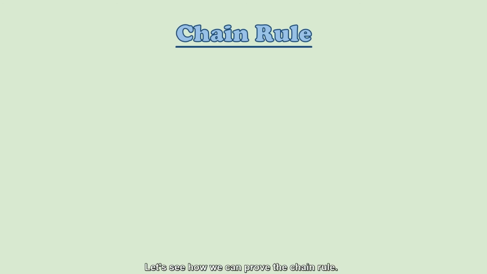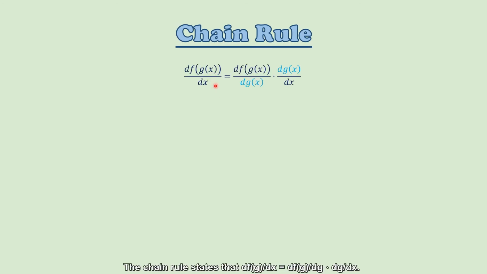Let's see how we can prove the chain rule. The chain rule states that d(f∘g)/dx is equal to df/dg times dg/dx. This looks like a straightforward result of cancellation. Yet, the proof of the chain rule is not that straightforward.